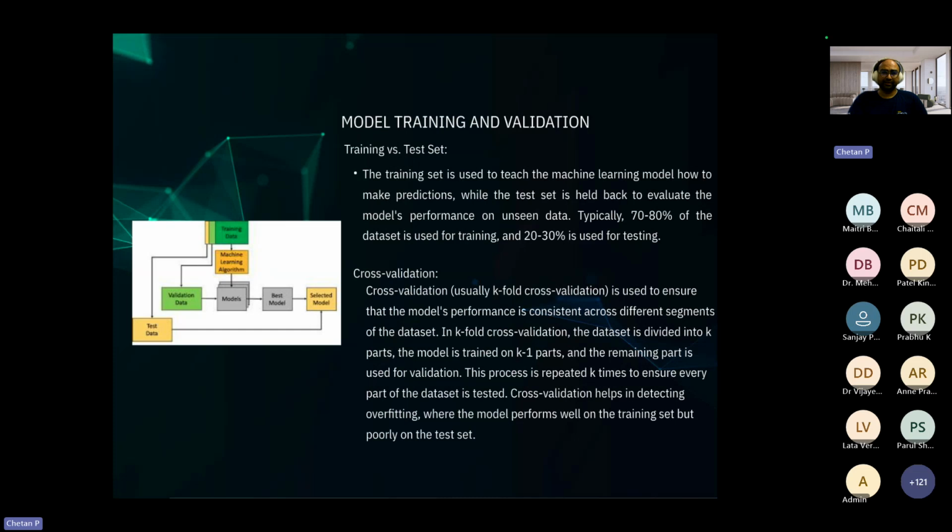Next one is the training set versus testing set. Okay. So when you have, let's say, 1000 data points, first you identify whether you will take cross validation or n-fold validation or two-fold validation. And based on that, you train your model.